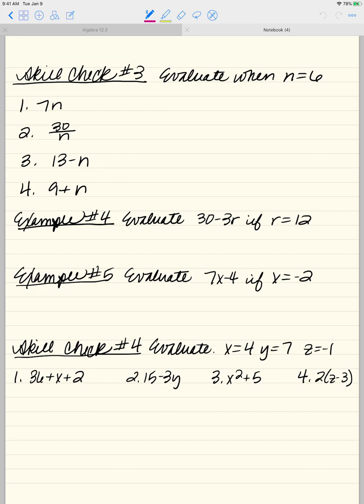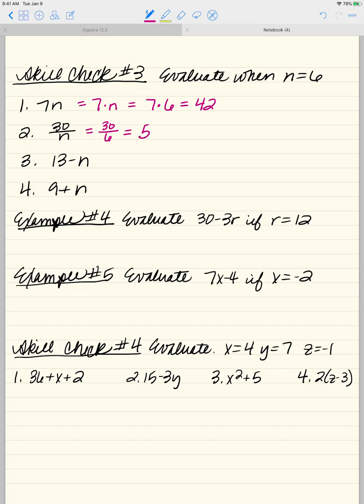Okay? Skill check number 3 says evaluate when n equals 6. So number 1 is 7n. That means 7 times n. Replace n with 6. 7 times 6 is 42. Number 2, 30 divided by n. Replace n or substitute n with 6. 30 divided by 6 is equal to 5.